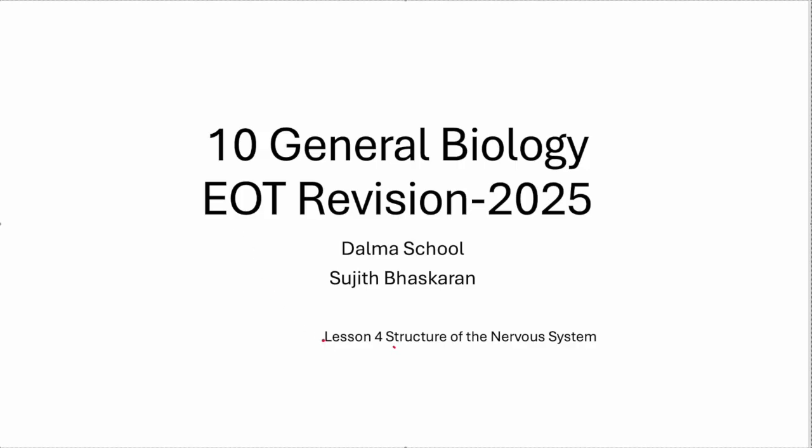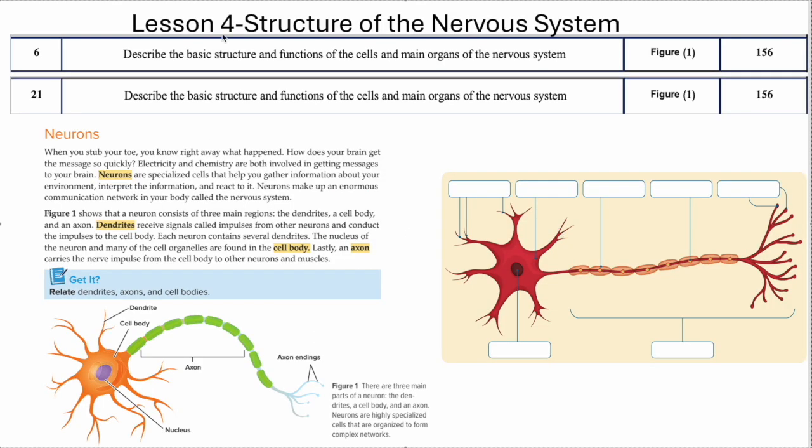In this video, we are going to focus on lesson 4, structure of the nervous system. This is part of the 10 General Biology EOT revision 2025. Lesson 4, structure of the nervous system. Question number 6 and 21 is from page number 156, and questions will be from figure 1.